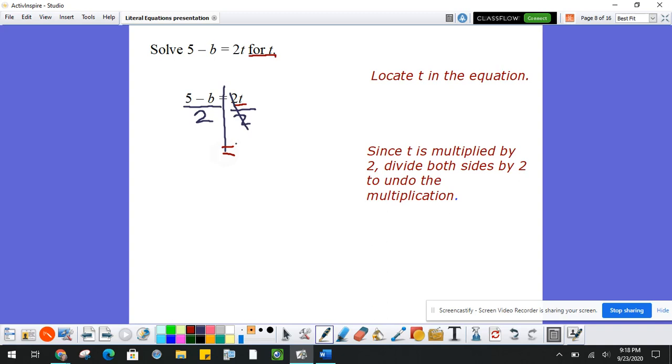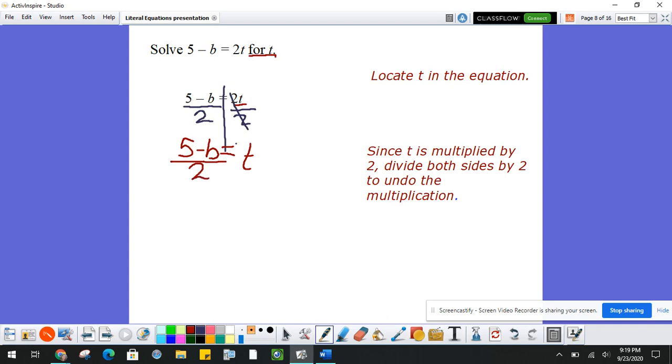So when I continue on, I notice that my 2's canceled, so I still have t left over here. And on the right-hand side, I don't even know what 5 minus b equals because I don't know what b is. So there's no way I can divide it by 2. So my final answer is 5 minus b divided by 2.